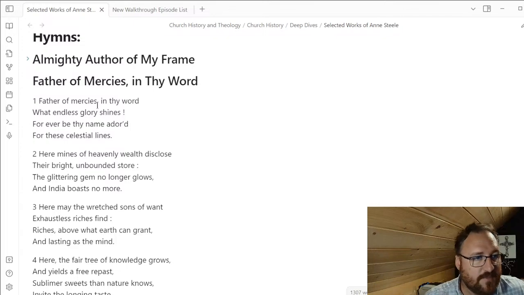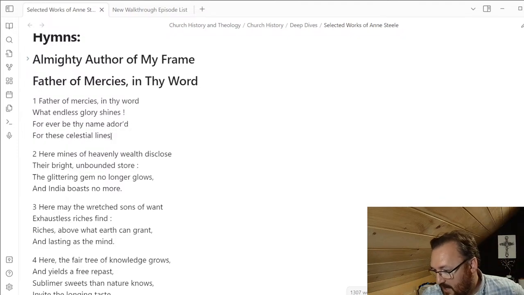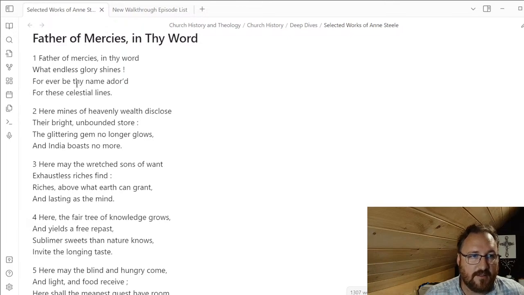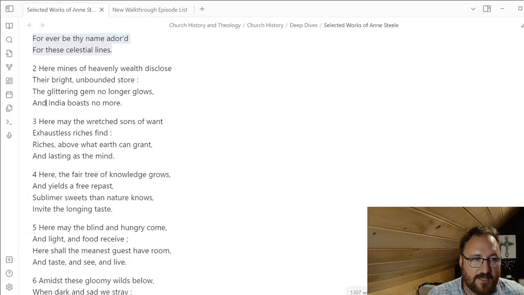Let's go into this. "Father of Mercies in Thy Word, what endless glory shines! Forever be Thy name adored for these celestial lines." Again, heaven is the origin of the Word of God. Here we sing of the Scriptures. She writes of the Scriptures that God's name is to be adored, and the celestial lines come right off the page to her, right? Second stanza.